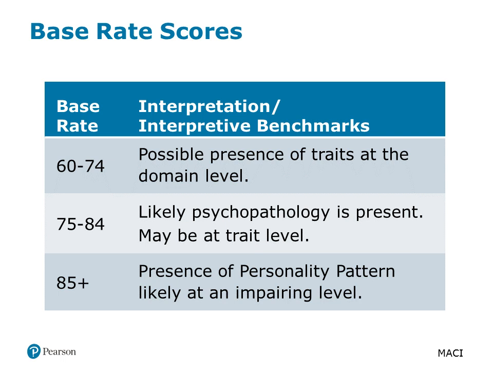So if you think about the base rate in terms of interpretations, 85 and above will tell you that that personality pattern is present and it likely impairs the adolescent's functioning in his or her day-to-day environment. Think about 75 to 84. Some likely psychopathology is present, maybe at the trait level. And then a base rate between 60 and 74, maybe some features of that personality pattern.